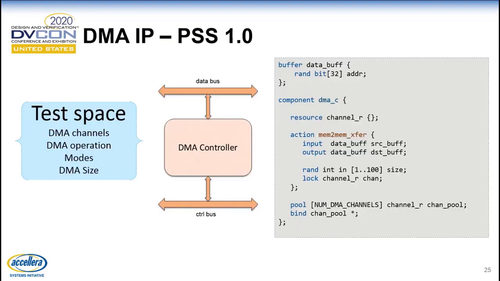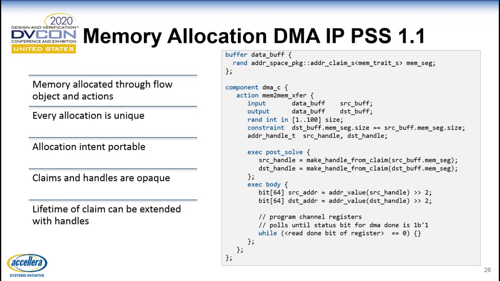So just to recap, this was your test space model and the scenario model for your IP. And you use at the top a data buffer object with address, and you manually constrain that to manage the memory inside your bigger scenarios. In PSS 1.1, you do write a little more code, though, but your mem-to-mem transfer action here knows how to manage memory, and the PSS tool will help you with that.